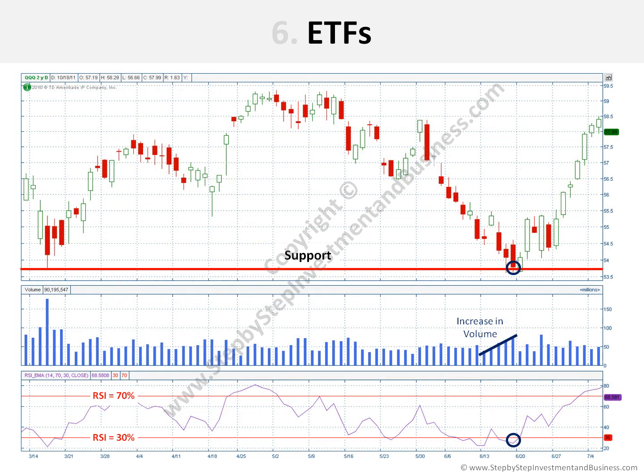In this image, we can see the chart of the QQQ ETF, which replicates the NASDAQ 100 index. Just like for any stock, in the case of an ETF, we perform technical analysis with the same criteria previously seen. For example, as it is indicated in the blue circle, we can see that the stock touched support, and this was accompanied by an increase in volume and an RSI below 30%. So in this case, we got a clear bullish signal.